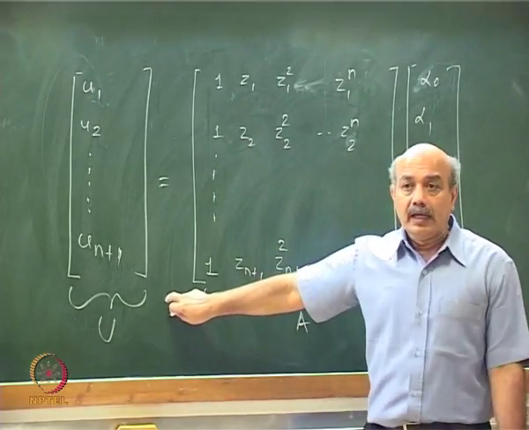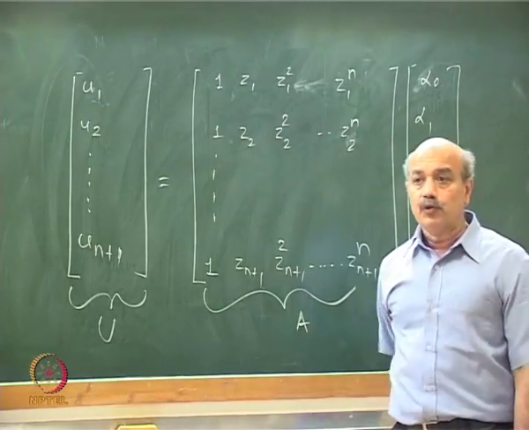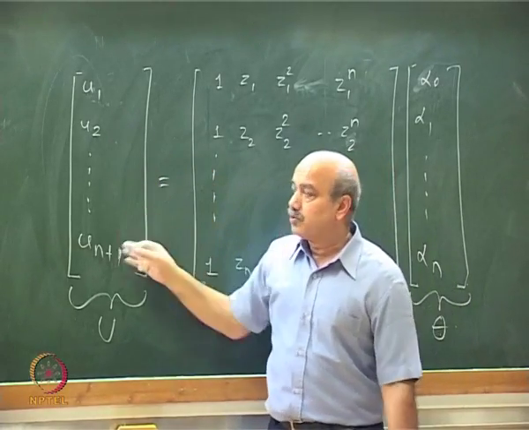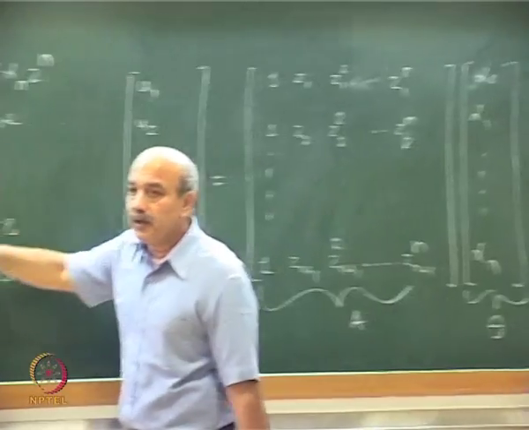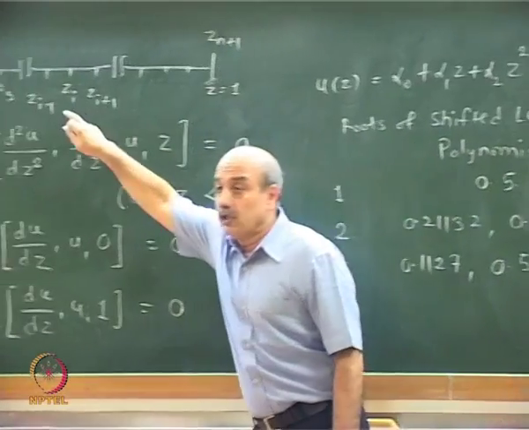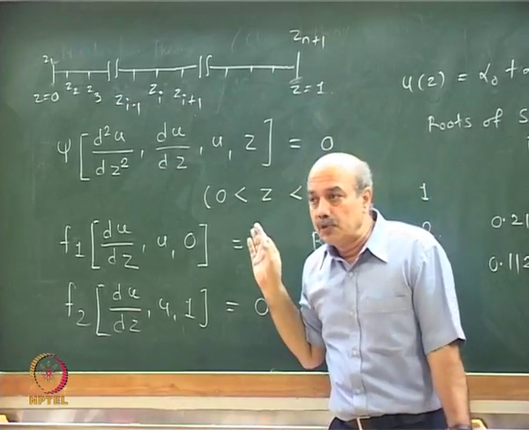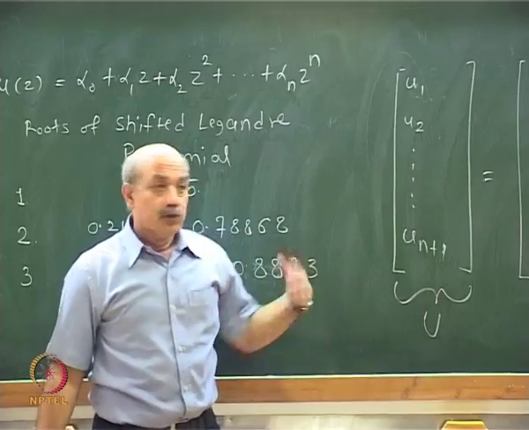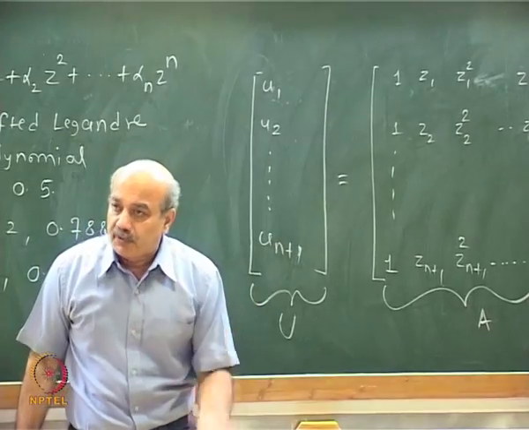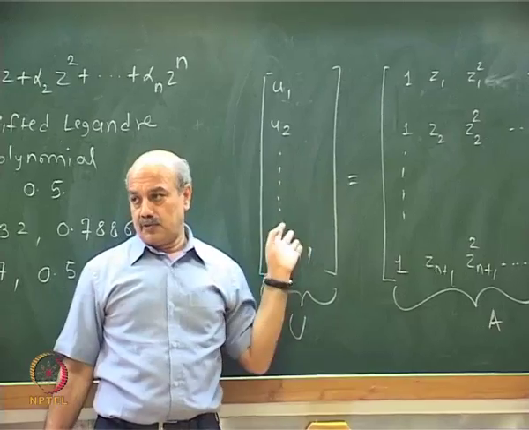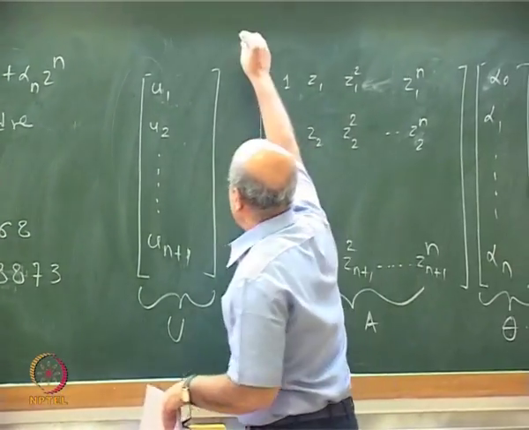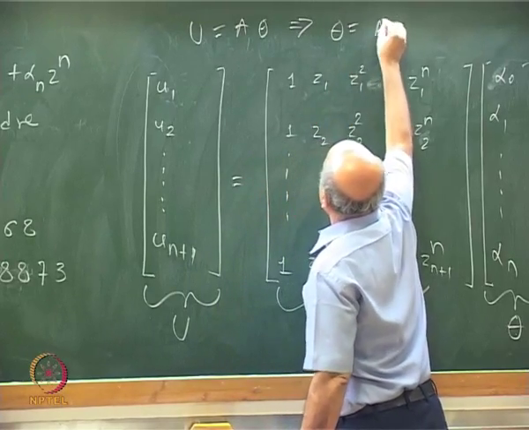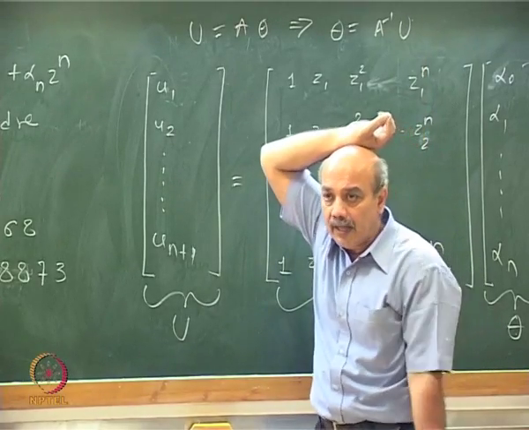To express alpha 1, alpha 2, alpha 3, alpha 4 in terms of u1, u2, u3, u4, the problem here is that u1, u2, u3, u4 are actually solutions of this ordinary differential equation at the collocation points. So they are not known to us; they will be known when we solve the differential equation. Here there is a trouble. We do not know u1 to un plus 1, and we do not know alpha 0 to alpha n, but we want to transform the problem from these unknowns to those unknowns. The way it has been done is to write u is equal to A theta, which implies that theta is equal to A inverse u.